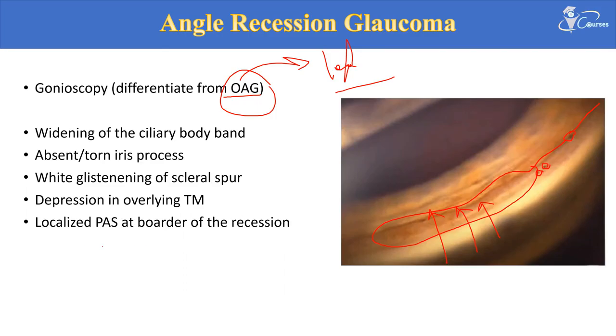Other features can be absent or torn iris processes when you check 360 degrees, white glistening of the scleral spur, depression in the overlying trabecular meshwork, and there could be localized peripheral anterior synechiae at the broader end of the recession.